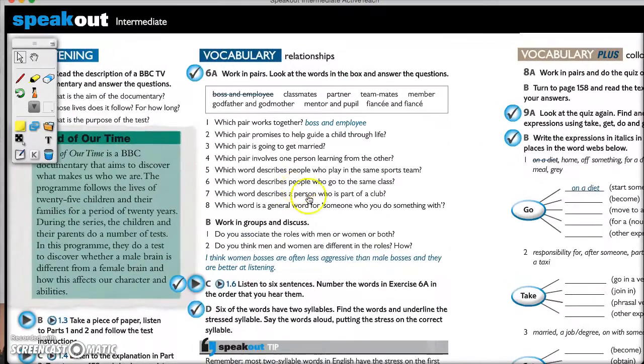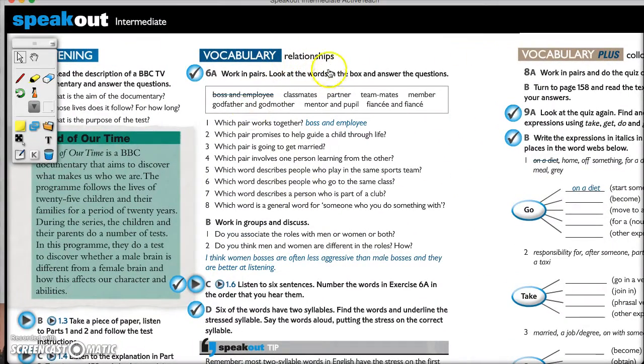Then you have got the vocabulary activity. Remember, relationships is the topic. So you can't work in pairs at home, obviously, but it says, look at the words in the box. This is the box here, and try to answer the questions. Okay, you've got an example here. Which pair work together, boss and employees? So you try to put these as the answers to these 8 questions.